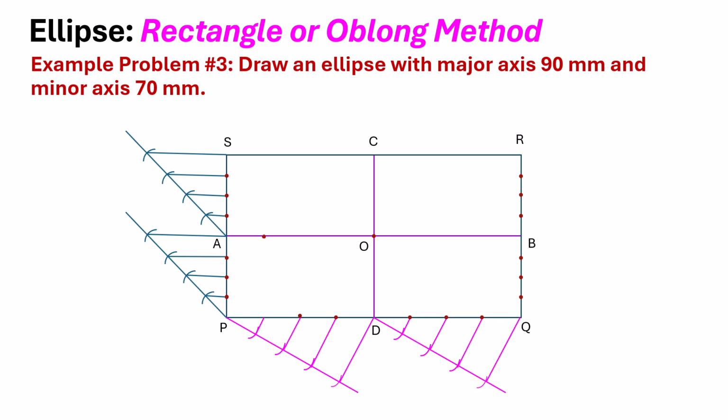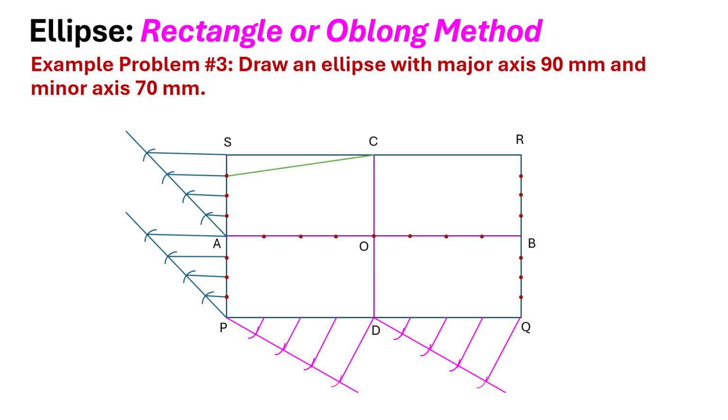So our next step is to transfer these points on the center line. So we have this point transferred to the center line, this point also, and then this point also. Likewise, we transfer these points also. So we have these 3 points, in fact these 6 points transferred on AO and OB.